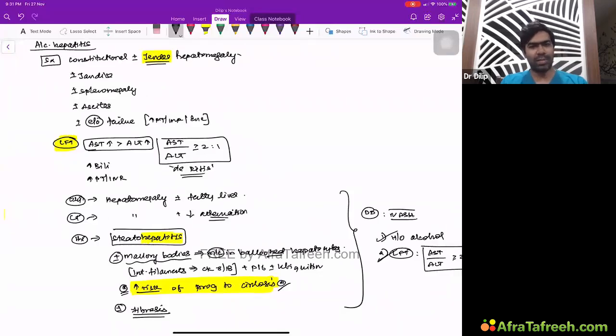Remember, this alcoholic hepatitis is partially reversible. I can call it partly reversible. It's not fully reversible. It may be completely reversible in some mild cases, but sometimes it may or may not reverse.